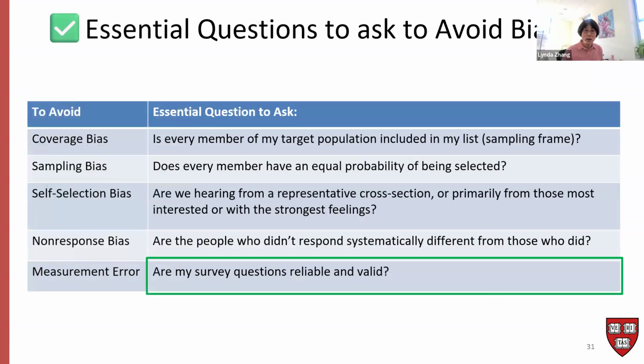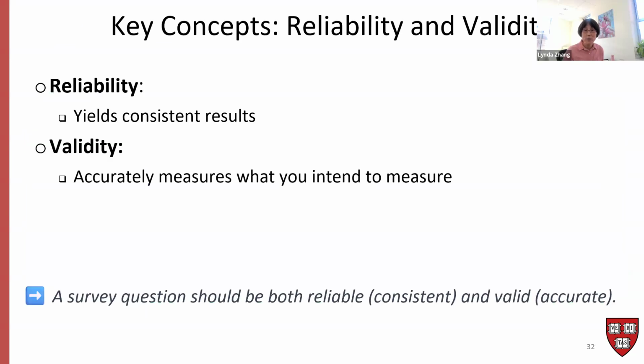And the essential question to ask in order to avoid measurement error is, are our survey questions reliable and valid? So what does that mean? Reliability refers to the consistency of your survey questions. If you ask this question again and conduct the survey again, you get the same results. This largely depends on all respondents understanding the question the same way. That's consistency. So questions mean the same to all respondents.